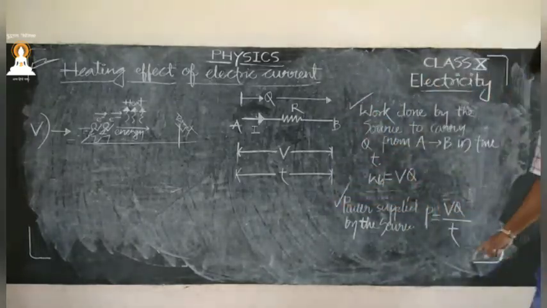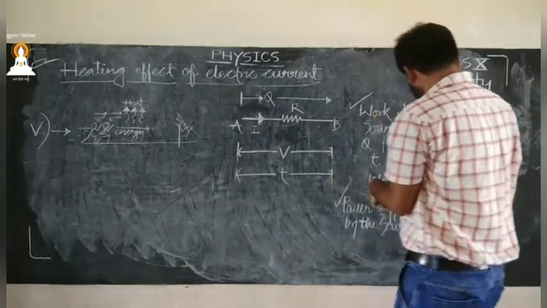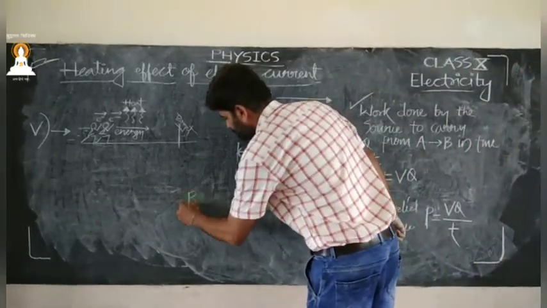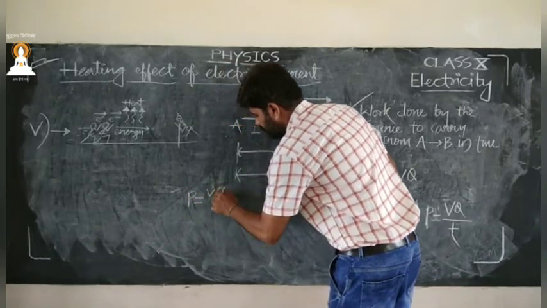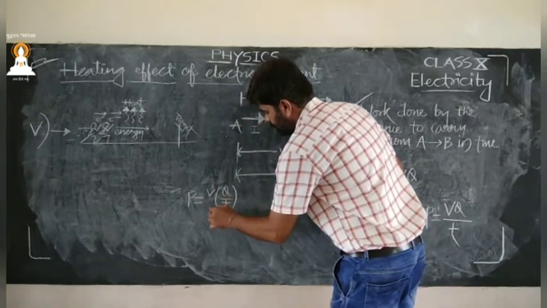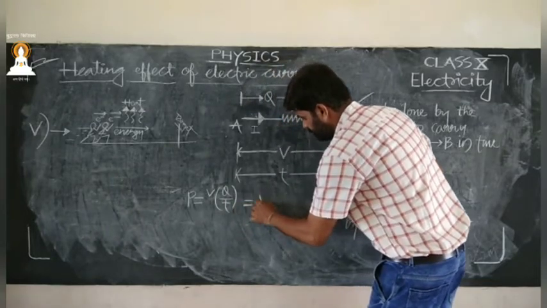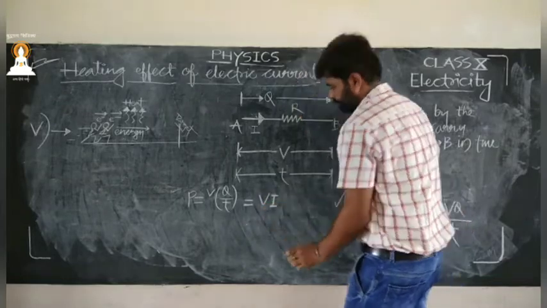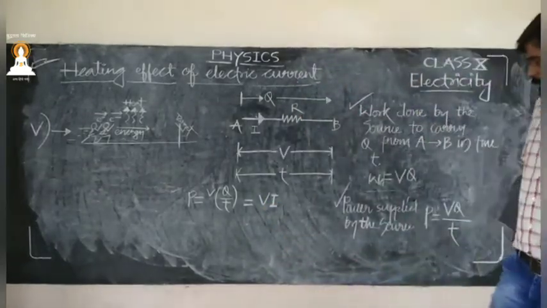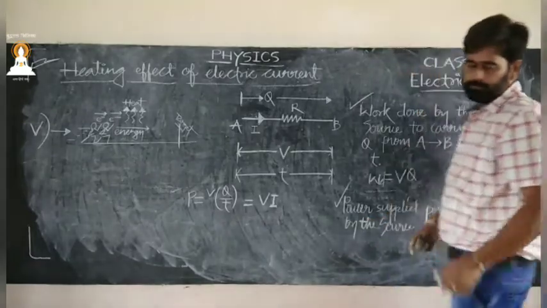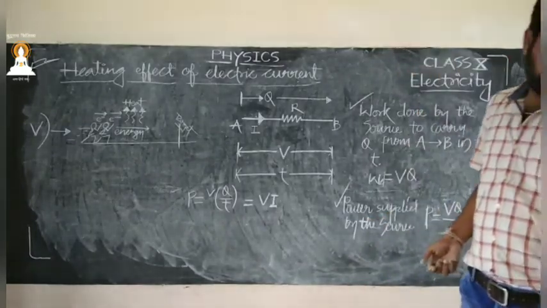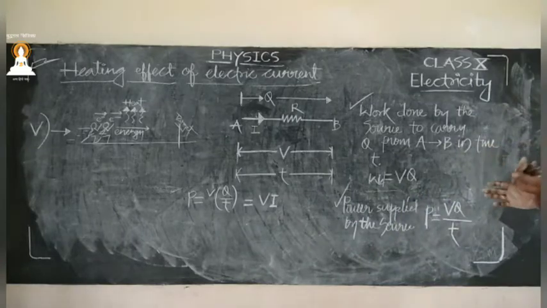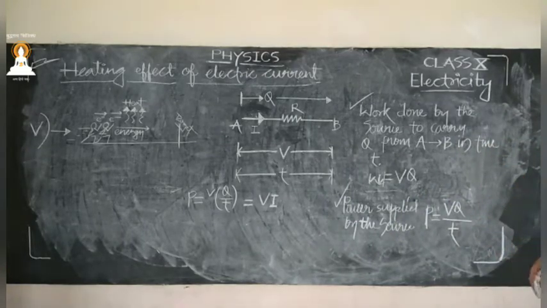Work done per unit time. So this will be nothing but what? That will be P is equal to V into Q upon T, and that will become V into I. This is the power. Okay, so P is nothing but V into I. Okay, so the energy supplied to the circuit by the source in time t is P.